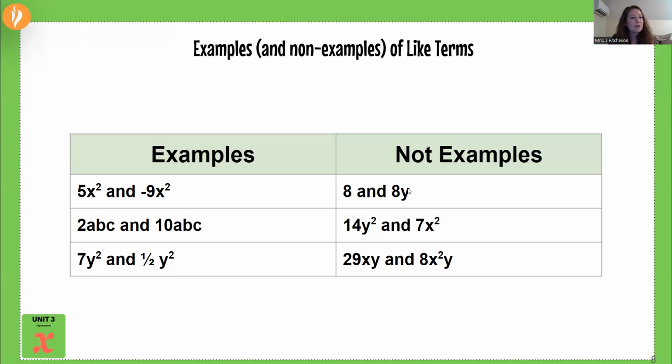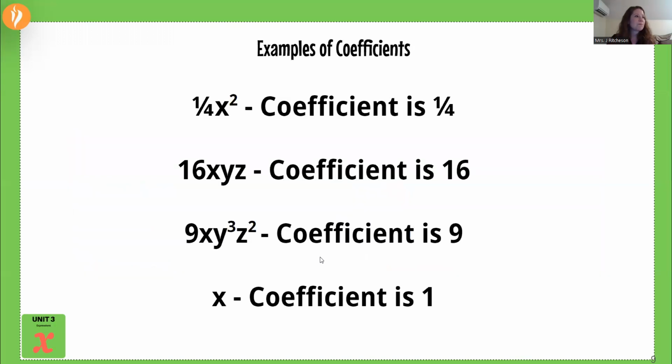These are not like terms because this has a variable y and the first one doesn't. These are not like terms, even though our exponents are the same, the variables themselves are different. And here, these are unlike terms because this x does not have an exponent of 2. So I hope these examples and non-examples make sense to you.